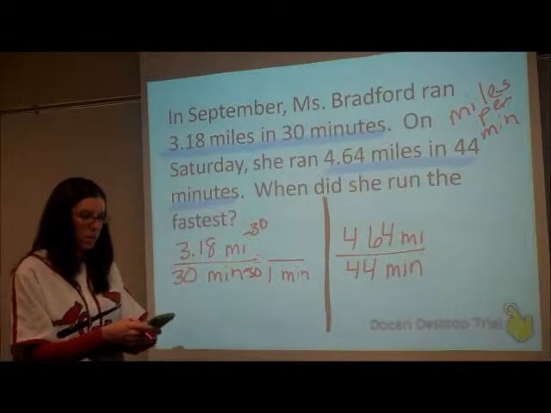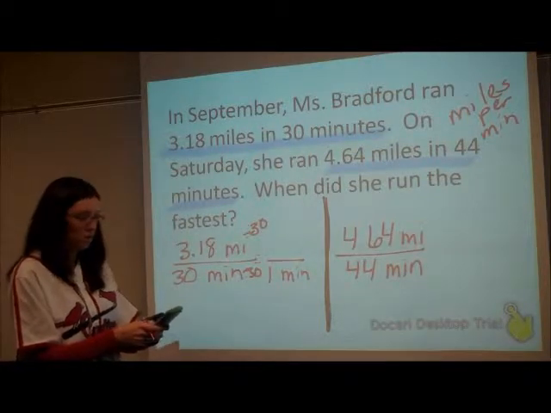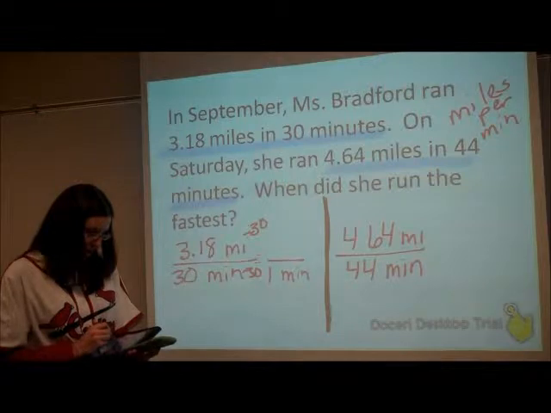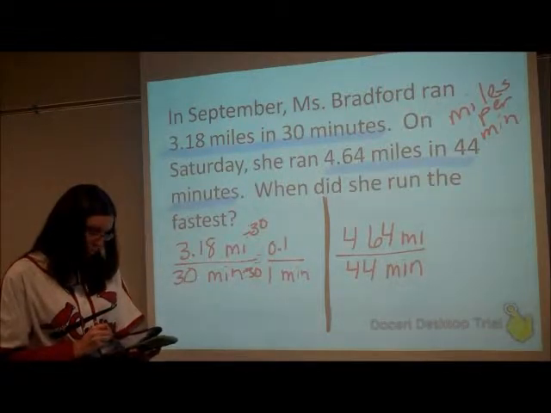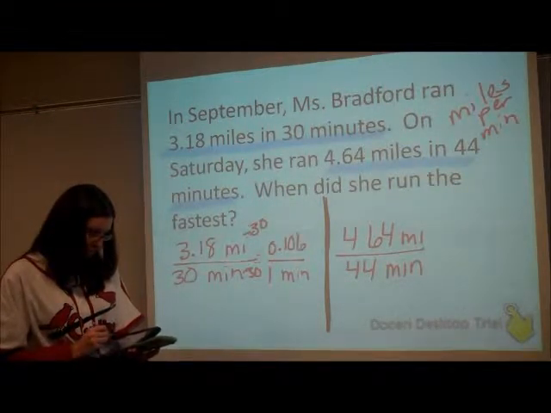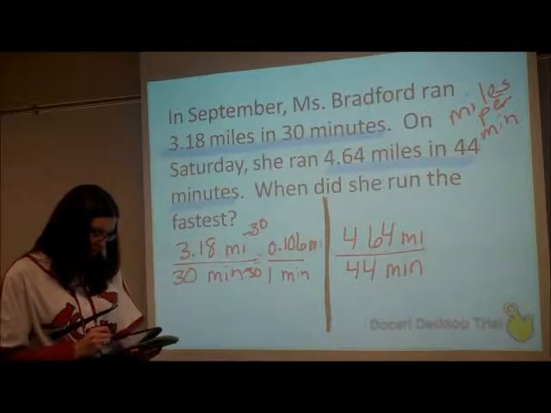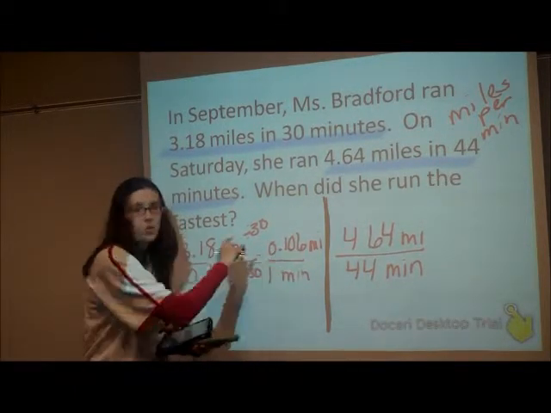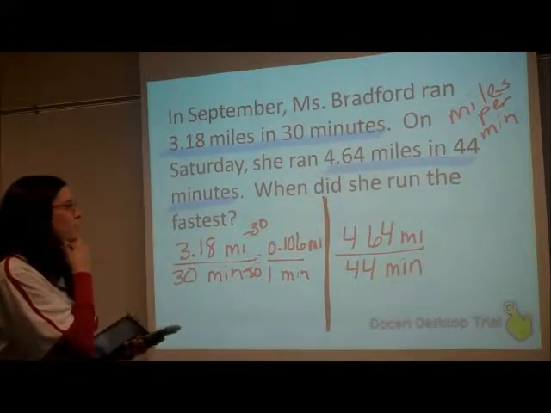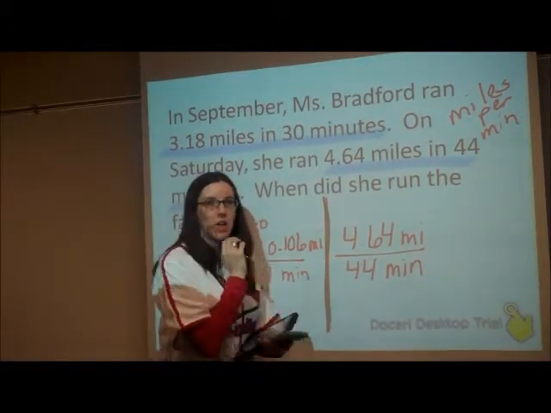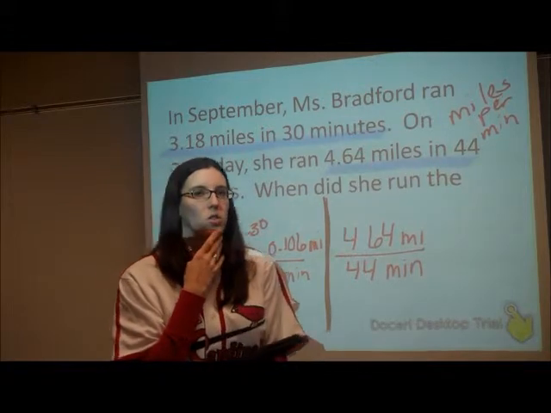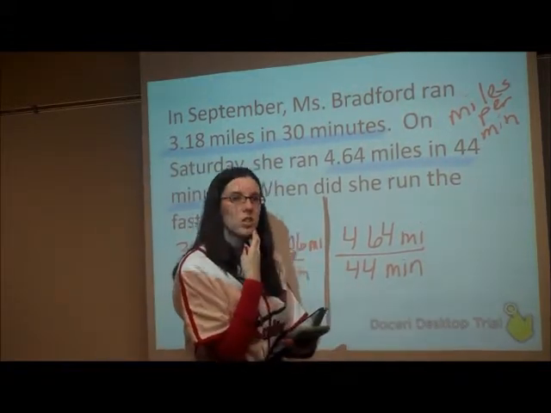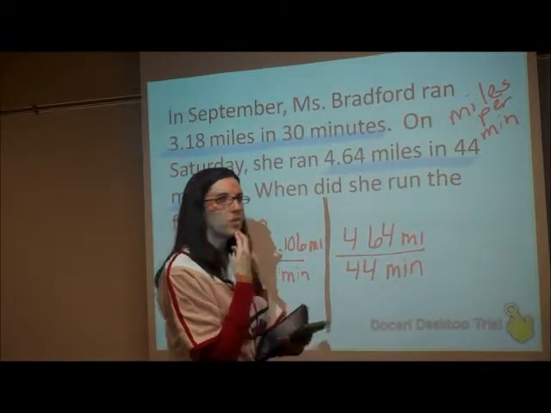So using my calculator, I get 0.106 miles. And I'm going to go ahead and write all 3 decimals there. Okay? So now, going over here, I want you to try this one on your own. I'm going to guide you through it though. What's the first thing you're going to do? We need to change this to a unit rate.